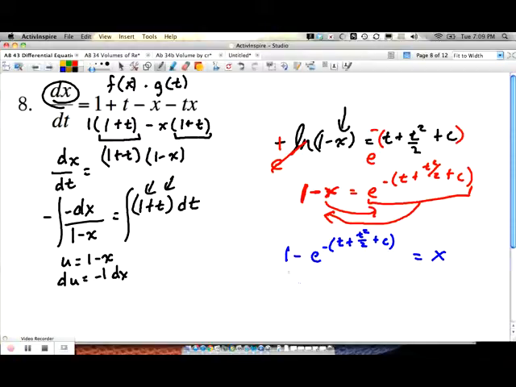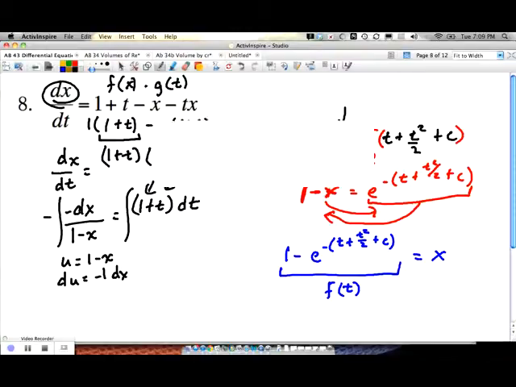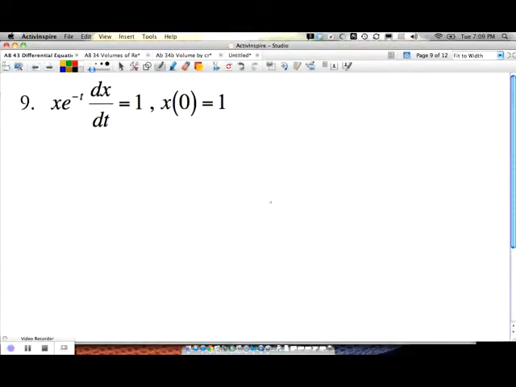We are done with this one. So we have x on this side and a function of t on this side. Let's keep moving. Okay, now we have some additional information. We have an initial condition, and when you're given an initial condition, that allows you to solve it a little bit further than you had originally started.